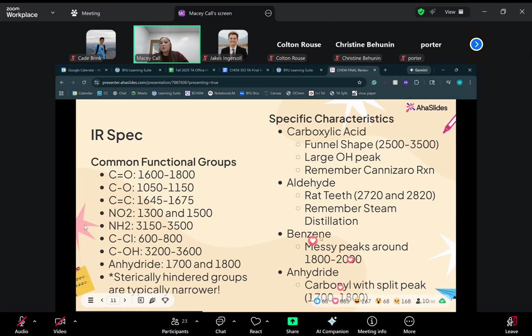But if you have a picture of this slide or you have a picture of another resource that helps you do IR spec, definitely make sure you have that when you take the test because it will just make your life easier.